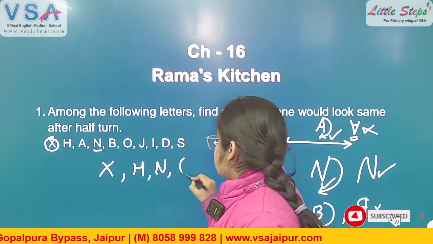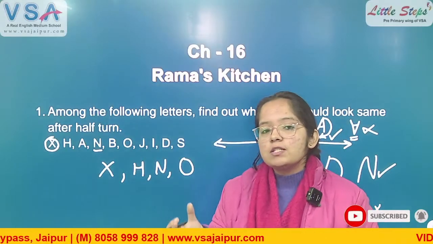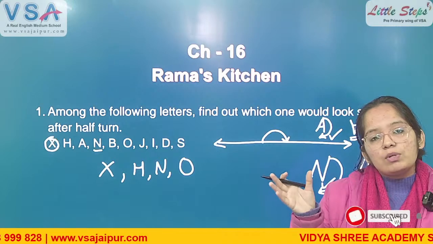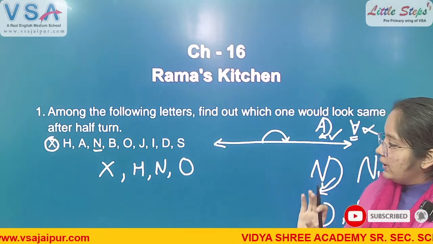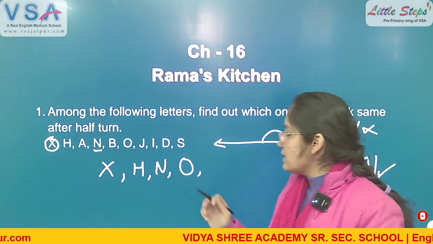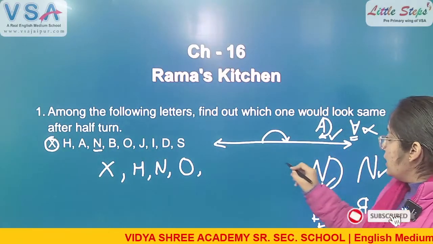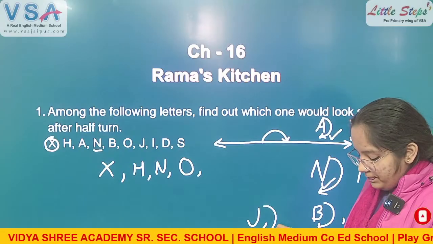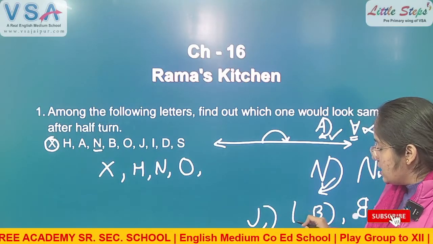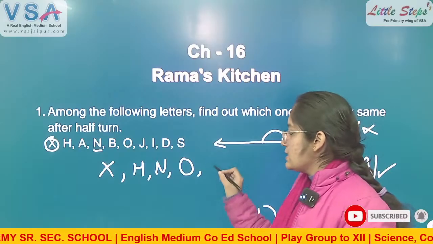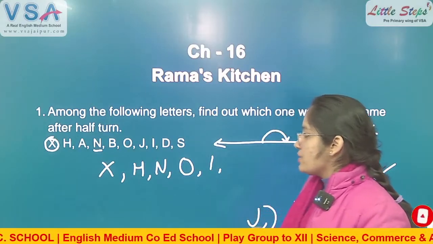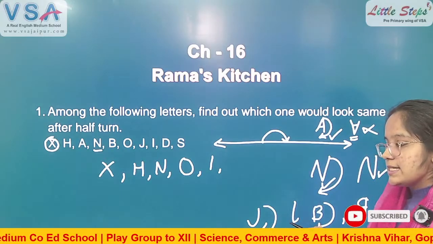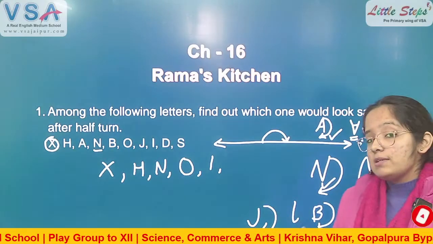O, O is a circle. So in a circle, what happens? No matter at what degree you rotate it, it will remain the same. J, if you turn J from its position by a half turn, it will become like this, and it will not remain the same. I will also remain the same, D will not remain the same, and S will also remain the same, right?